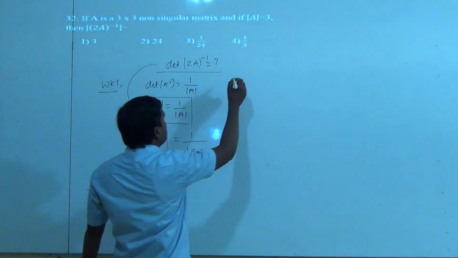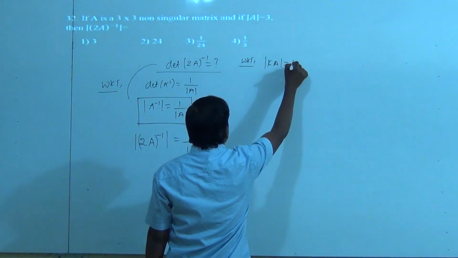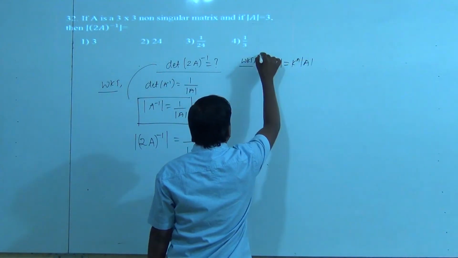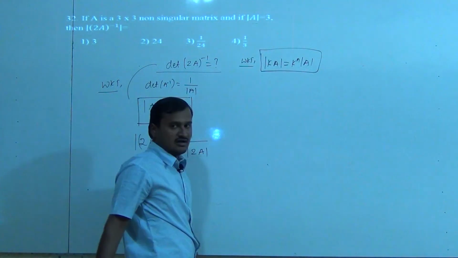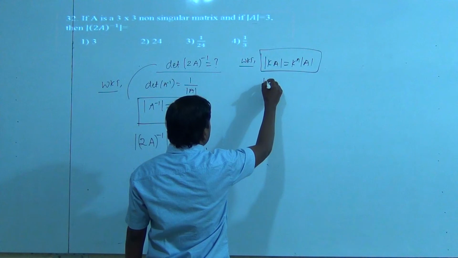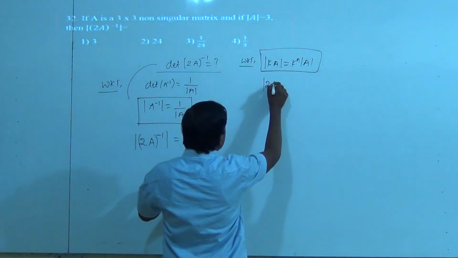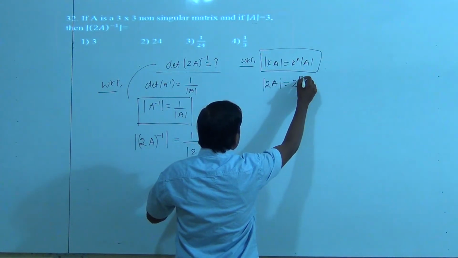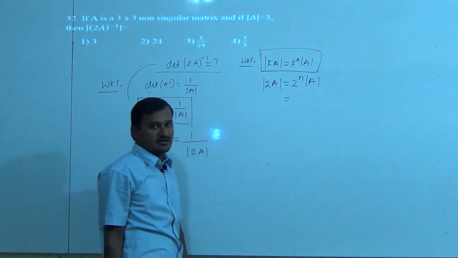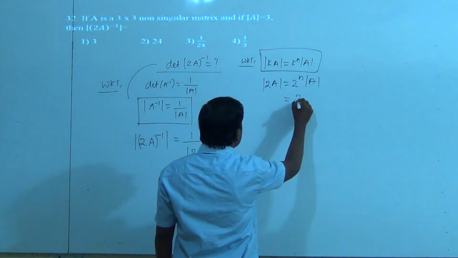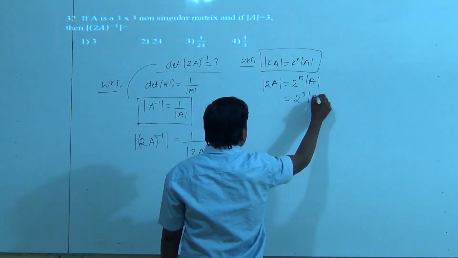But we also know another formula: determinant of KA is equal to K raised to N into determinant of A, where N is the order of the matrix. Therefore, in the place of K here we have 2. So determinant of 2A is equal to 2 raised to N into determinant of A. N is nothing but the order, which they have given as 3 cross 3 non-singular.